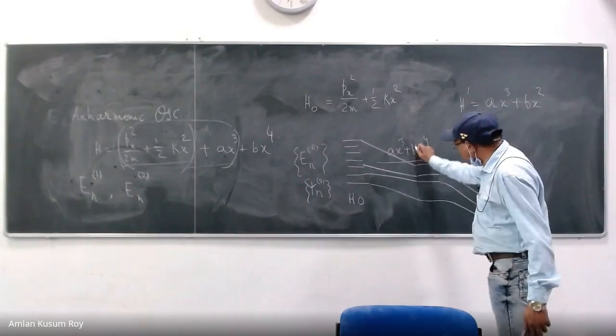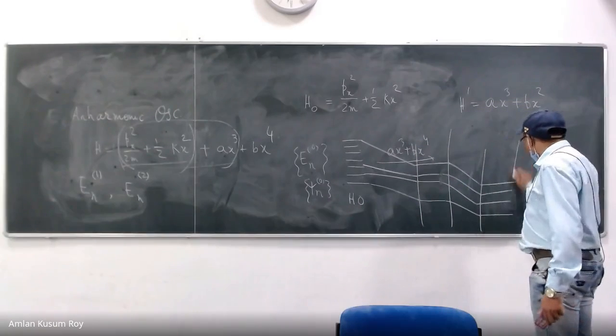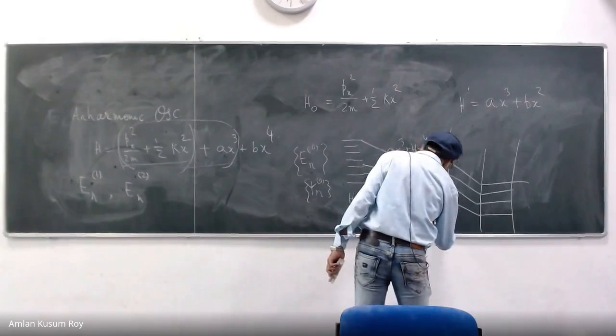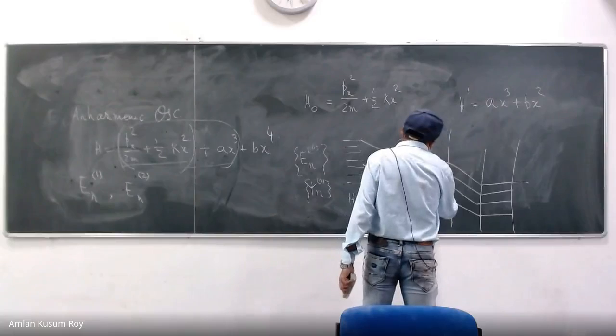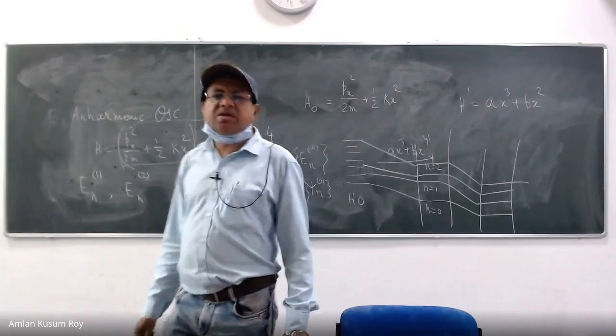You understand? There are two steps. This is your first order correction, this is your second order correction. For each n, so n is equal to 0, n is equal to 1, n is equal to 2, etc. So that means your answer must come in terms of n.